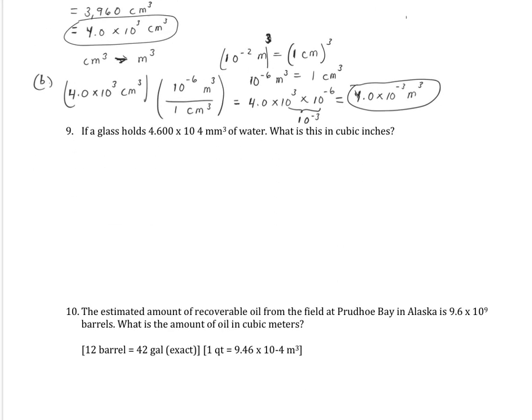For problem number 9, we have a glass that holds 4 times 10 to the 4th millimeters cubed of water. What is this in cubic inches? So we want to go from millimeters cubed to inches cubed. And there's a few conversion factors that we're going to need to use. We know that in 1 inch, there is 2.54 centimeters. And there's 10 to the negative 3 meters in 1 millimeter, and 10 to the negative 2 meters in 1 centimeter.